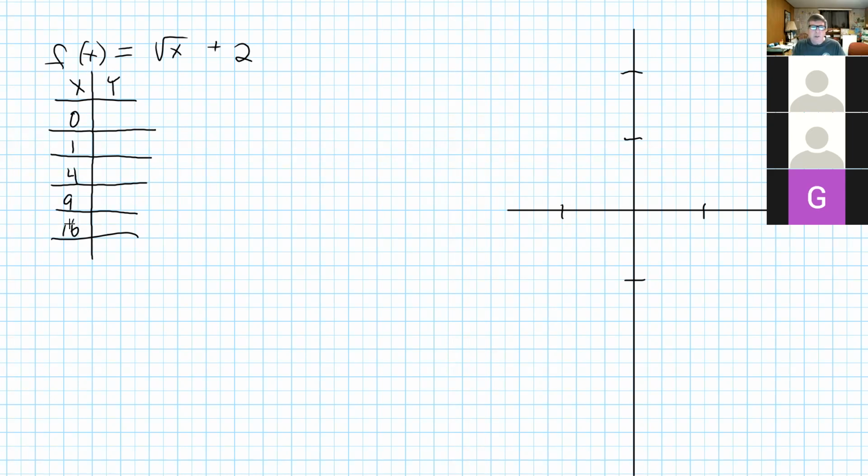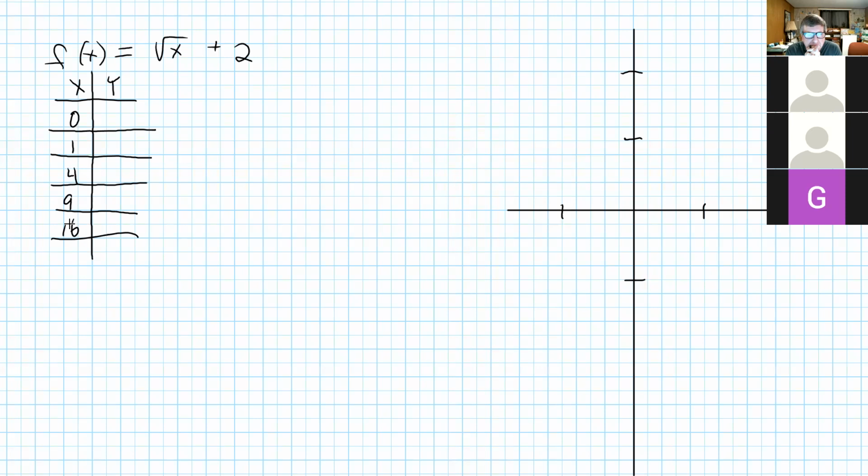Now, the x is inside the radical. The 2 is an afterthought. The 2 is not inside. So we're going to put a number in for x, take its square root, get the result, and then after that, add 2. Okay? Why do you think they chose 0, 1, 4, 9, and 16 for x values? What's true about all of them?